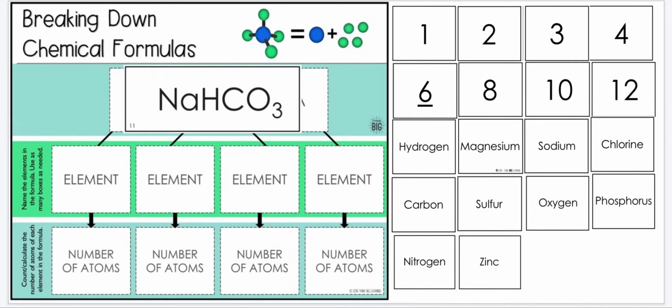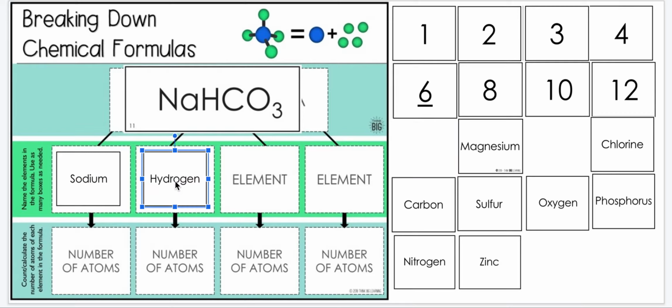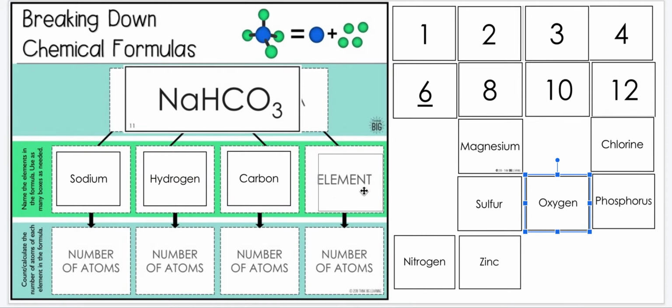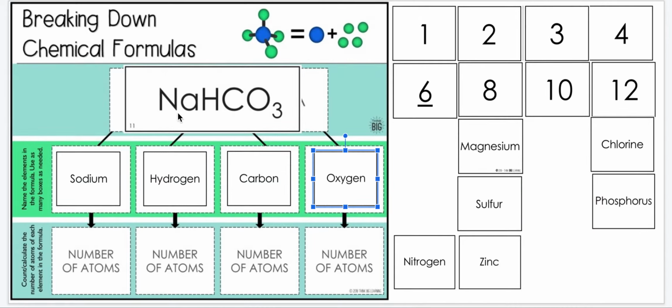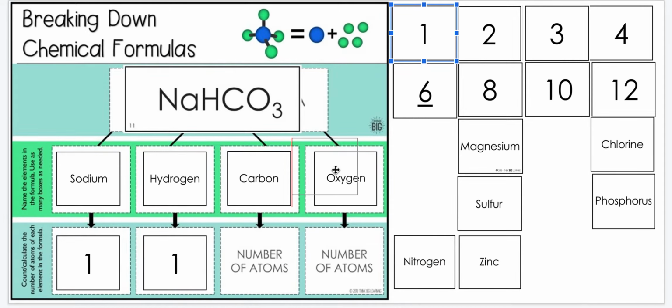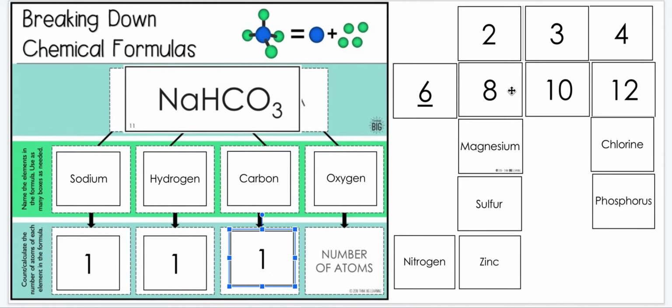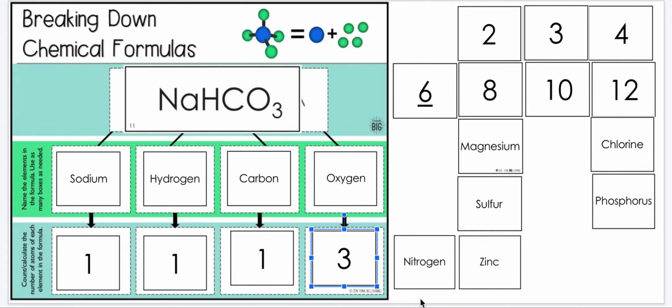NaHCO3. Looks like a long one, but it's really simple. Na is sodium. H is hydrogen. C is carbon. And O is oxygen. Na, H, and C have no subscripts, so they are all the invisible 1. O has a subscript of 3, so there are 3 oxygens.